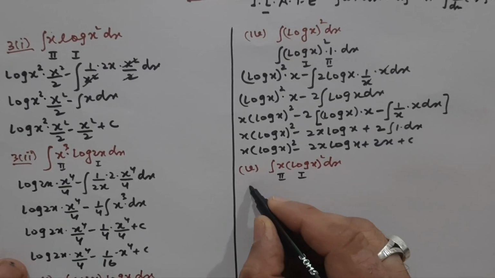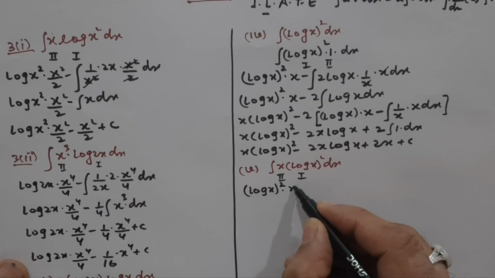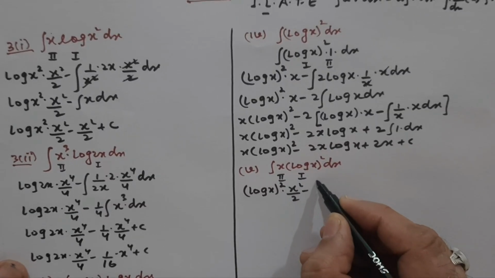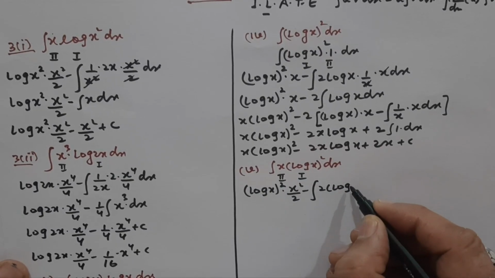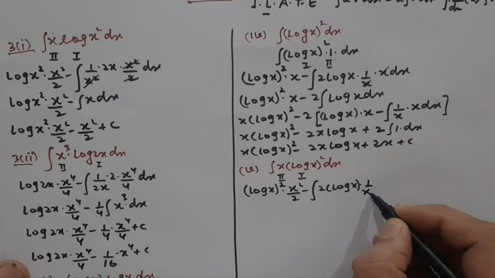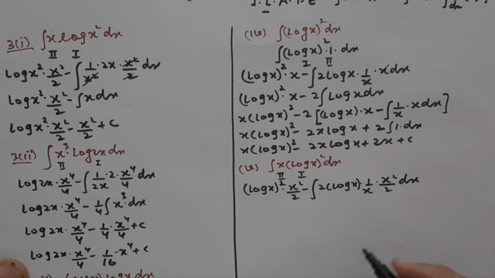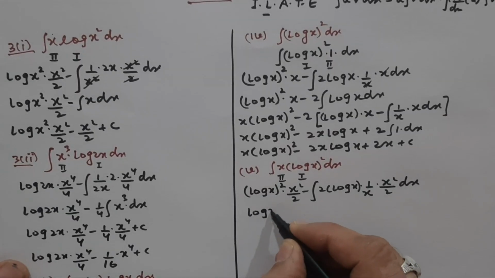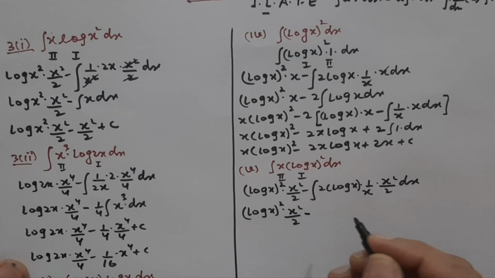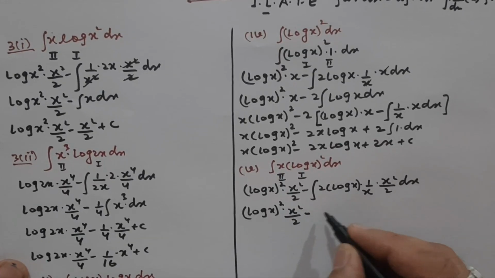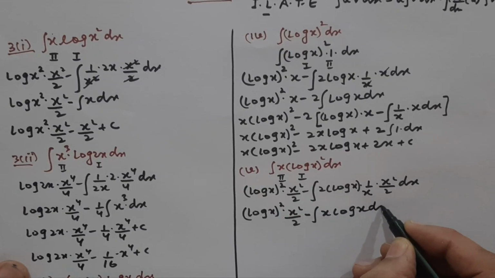Now see, taking (log x)² as the first function, the integral of x is x² upon 2, minus the integral of the derivative of the first, 2 log x into 1 by x, into the integral of the second, x² upon 2 dx. So we get (log x)² into x² upon 2, cancelling 2 with 2, and on solving it, we get the integral of x log x dx.